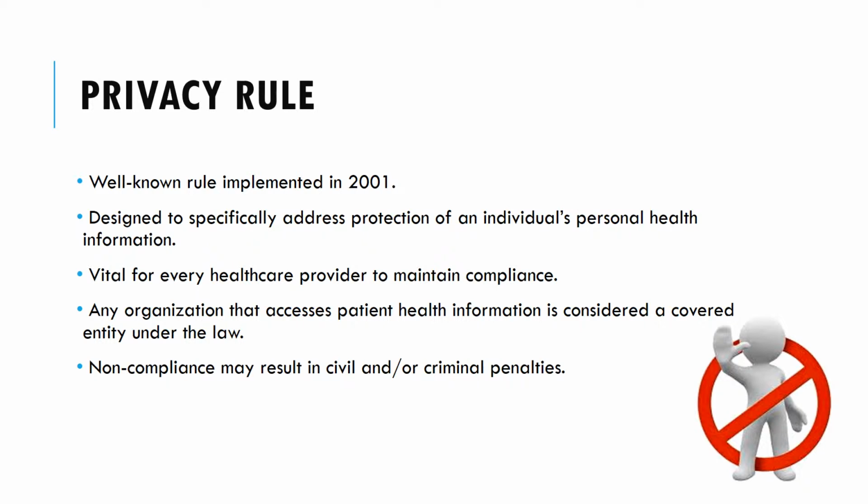Next, we will discuss a central feature of HIPAA known as the privacy rule. This well-known rule was implemented in 2001 and is designed to specifically address the protection of an individual's personal health records or information. This rule is vital for all healthcare providers to maintain compliance with HIPAA regulations. It's important to keep in mind that any organization that accesses patient health information is considered a covered entity under the law. Finally, any party's non-compliance may result in civil and/or criminal penalties, which I will discuss in the next slide.